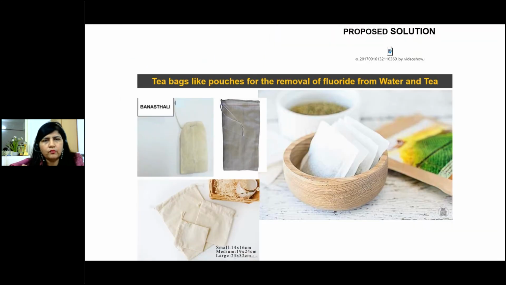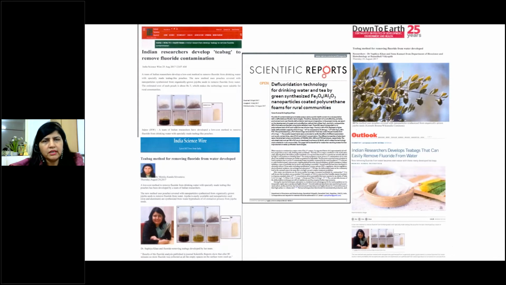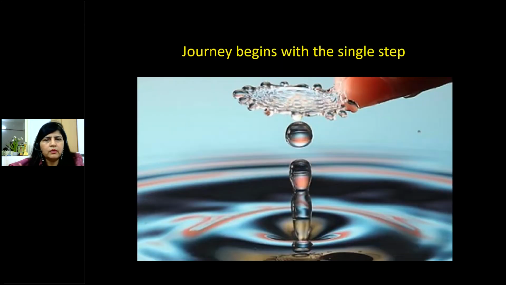So the tea bag was in front of me, and I said to my research scholar, can we use this tea bag kind of approach for the removal of fluoride? And that idea struck so well. So we developed tea bag-like pouches for the removal of fluoride from water and tea. We published it in Scientific Reports, and this idea caught wide attention from the media also. This is the basic research I did so far.